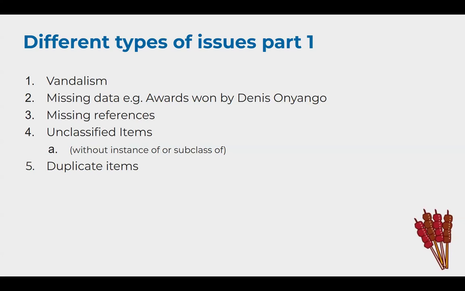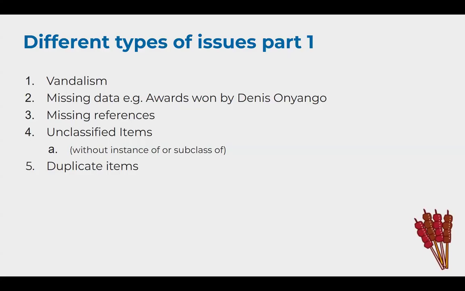That one is really going to be causing bias. Then another issue is unclassified items. There are certain properties you find, maybe you're creating a property and you find that you've forgotten to classify it.